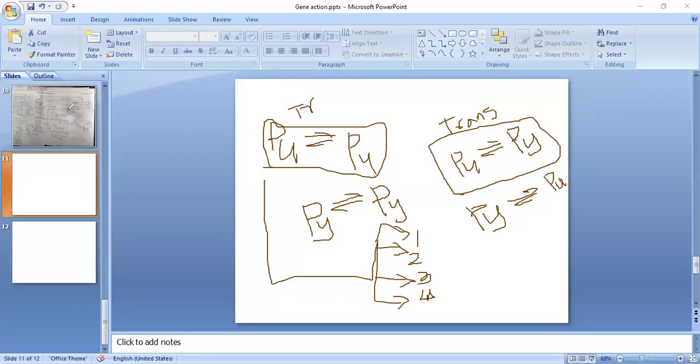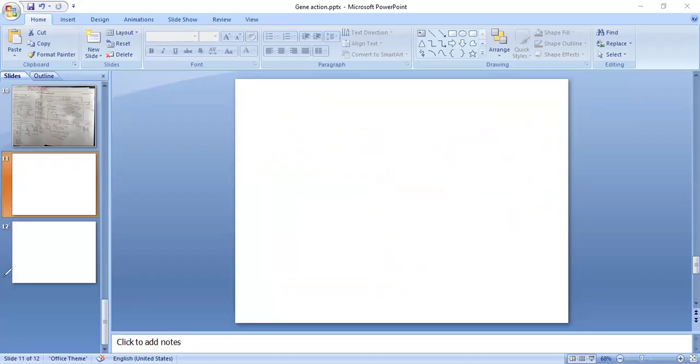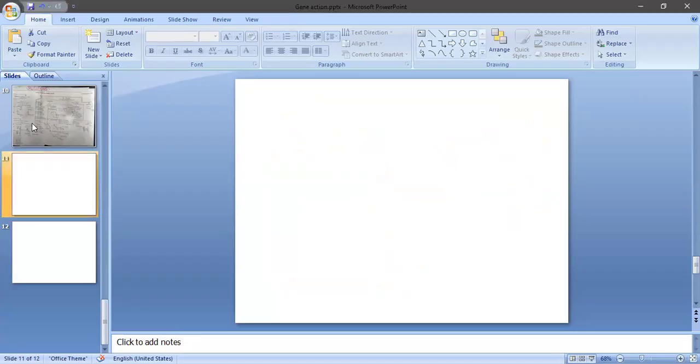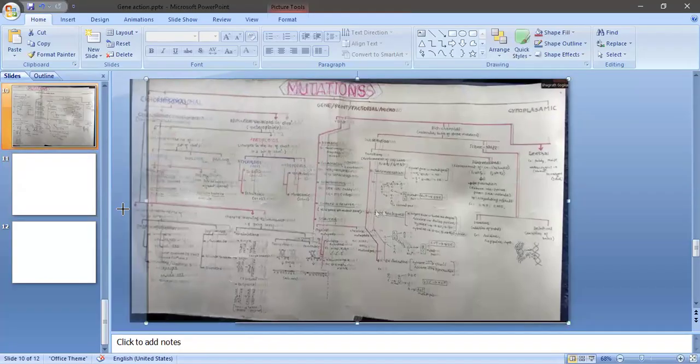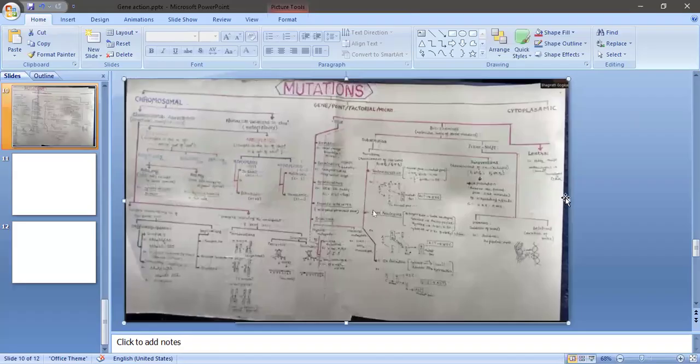So we can go to the slide and we can explain. I think it is not visible clearly. Transitions and transversion.